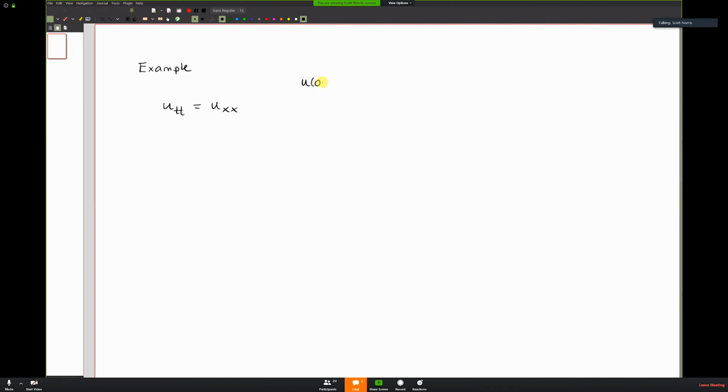So I'm going to say U of 0 and t, and I'm going to give this problem homogeneous Dirichlet boundary conditions, which is sort of the typical case in a stringed instrument. The strings are fastened at each end of the instrument, whether that be a fretboard or a fingerboard or whatever the name of that part of the instrument is. So these are the two boundary conditions.